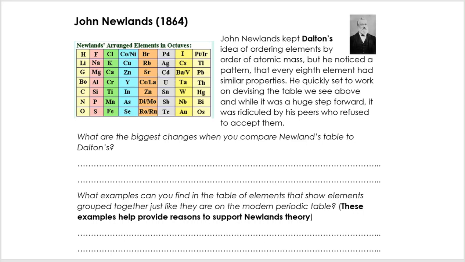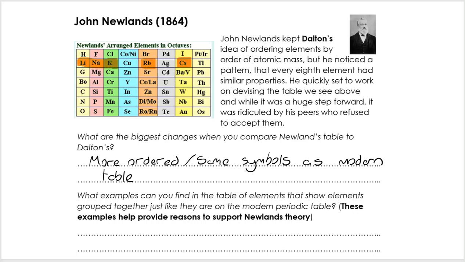Now, the biggest change that we see here is that it is more ordered. We've also got the same symbols as the modern table, and we're starting to see similar elements grouped together. And that ties in with the next question, because I've picked out a couple of examples here. Lithium, sodium, potassium, rubidium, cesium are all grouped together, just as they are in a vertical group on the modern periodic table. Similarly, fluorine, chlorine, bromine, iodine.